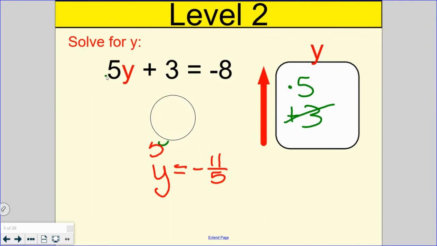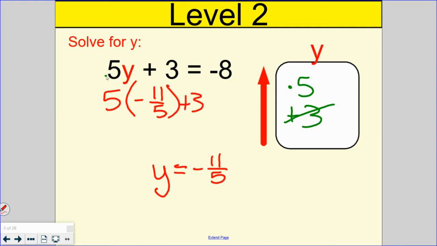All right, we know our answer here. Our answer was negative 11 fifths. So we're going to plug that in for y. We're going to have 5 times negative 11 fifths plus 3. Is that going to equal negative 8? We're going to see if this is a true statement. Pull out your calculators, and when you type it in, or we can do fractions here.